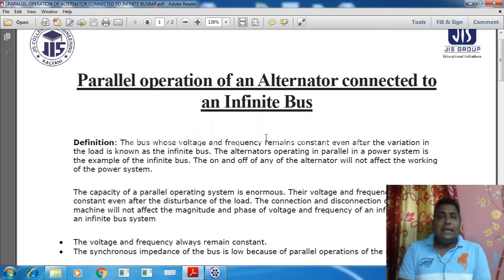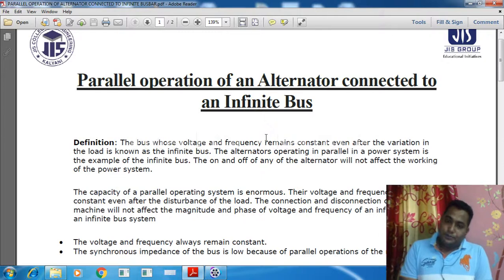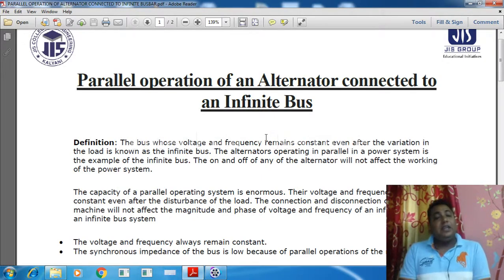The voltage and frequency remain constant even after the disturbance on the load. The connection or disconnection of any of the machines will not affect the magnitude and phase of the voltage and frequency of the infinite bus.